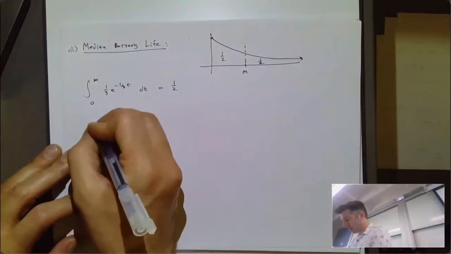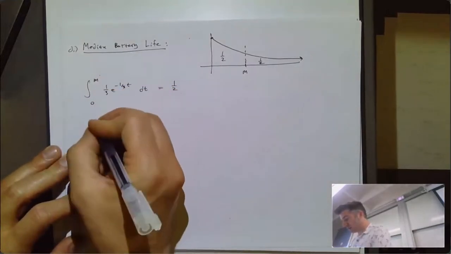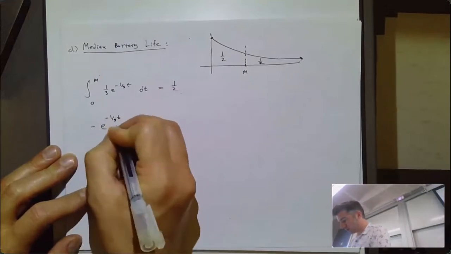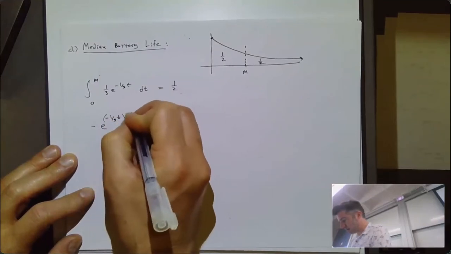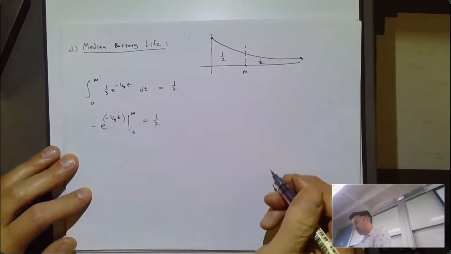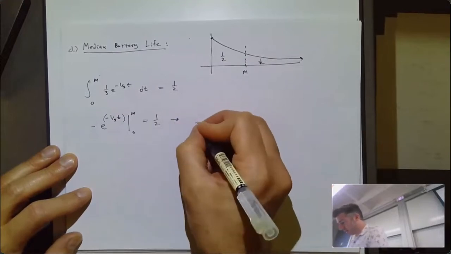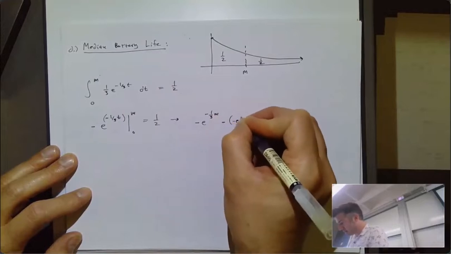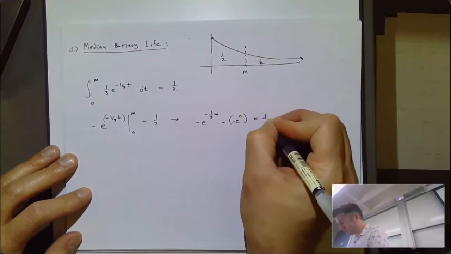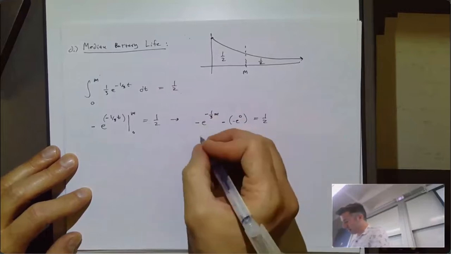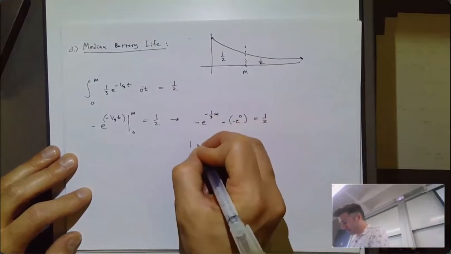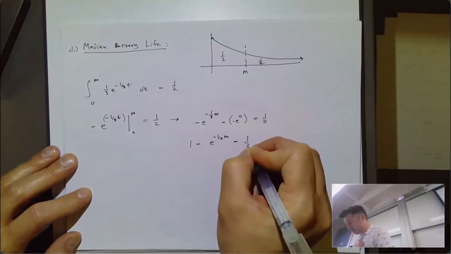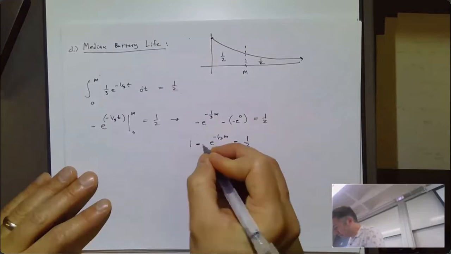So again, we've integrated this a couple times now. The integral of this is going to be just negative e to the negative 1/3 t from 0 to m equal to 1/2. So then we plug in, we get negative e to the negative 1/3 m minus negative e to the 0 equal to 1/2. Let's simplify this a bit. That's a positive 1, so I have 1 minus e to the negative 1/3 m equal to 1/2. Excuse me, that's a minus, that's an equals.